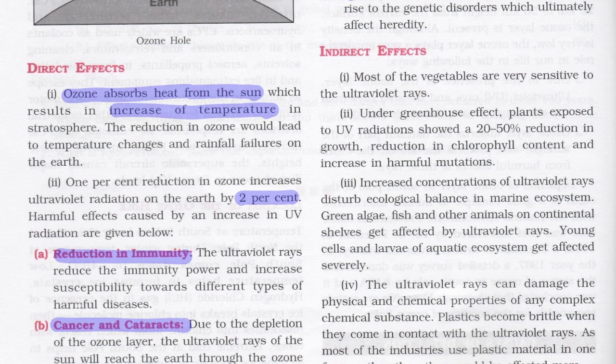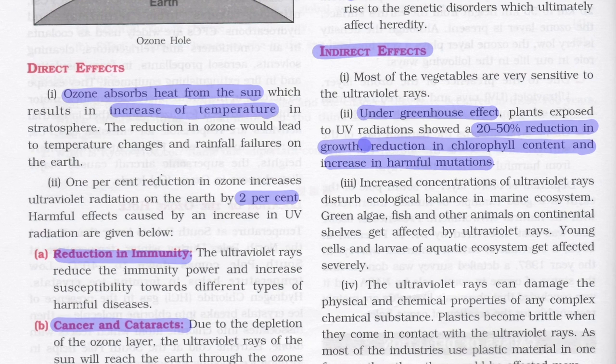Genetic disorder. The ultraviolet rays give rise to genetic disorders which ultimately affect heredity. Now let's see some indirect effects. Most of the vegetables are very sensitive to UV rays. Under greenhouse conditions, plants exposed to UV radiation showed nearly 20 to 50% reduction in growth, reduction in chlorophyll content and increase in harmful mutations.